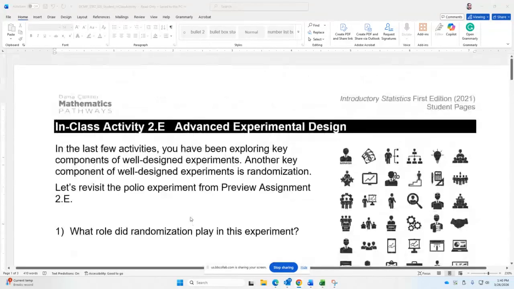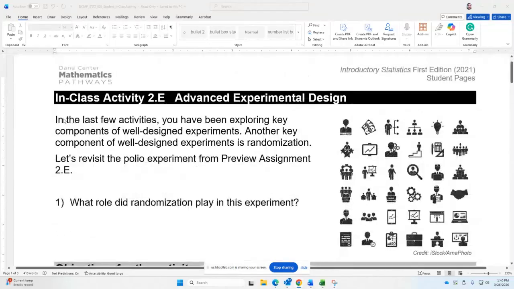So it says, first question, in the last few activities you have been exploring key components of well-designed experiments. Another key component of well-designed experiments is randomization. Let's revisit the polio experiment from the previous assignment 2E. What role did randomization play in this experiment? So you might need to go back and click on the preview assignment.